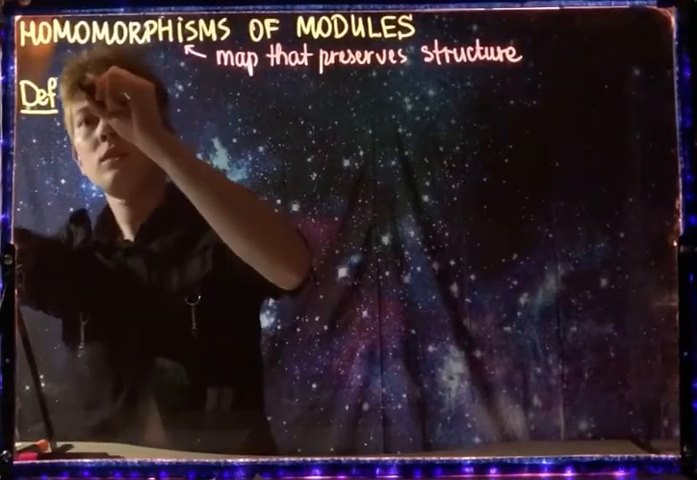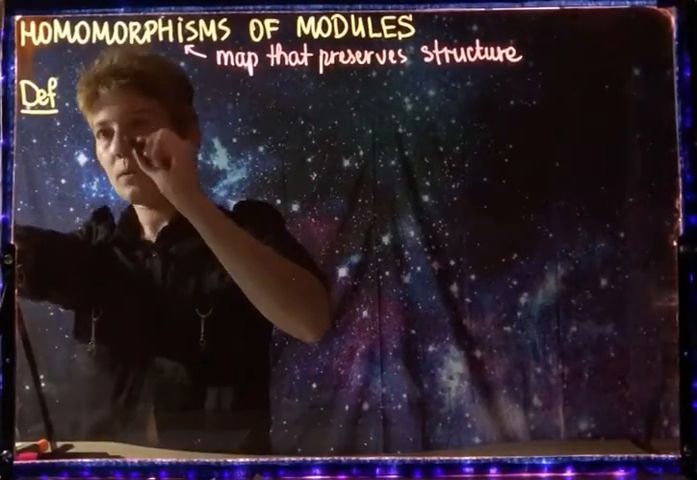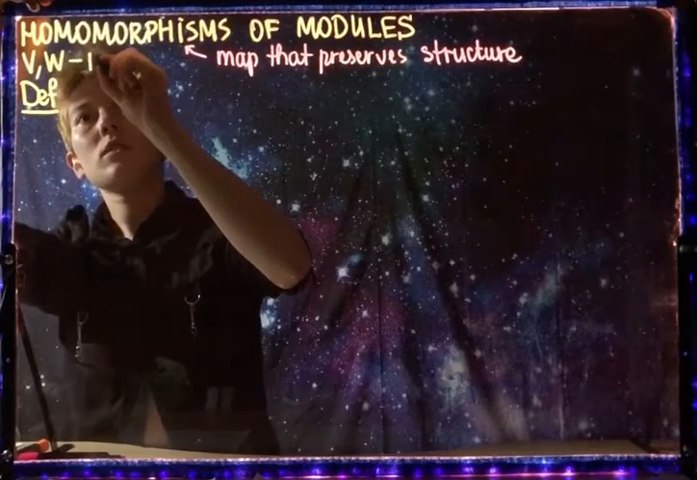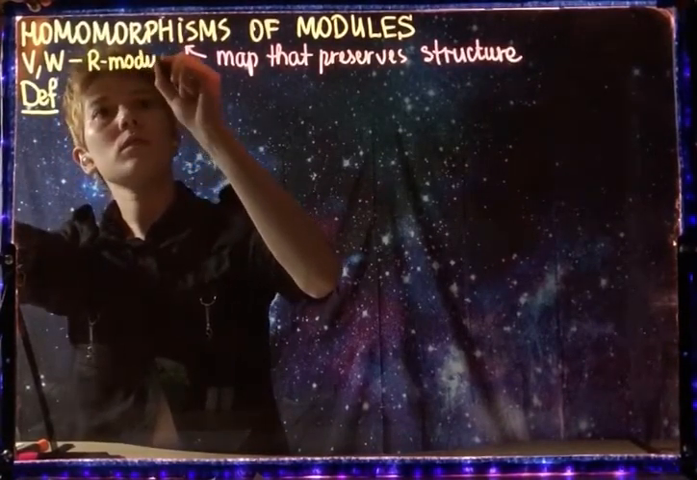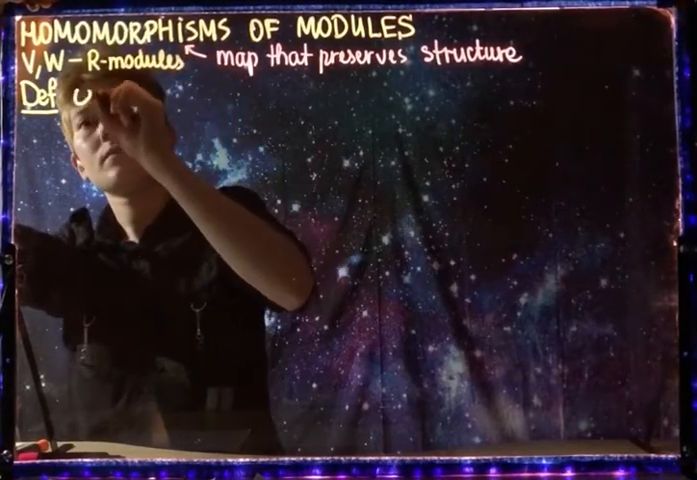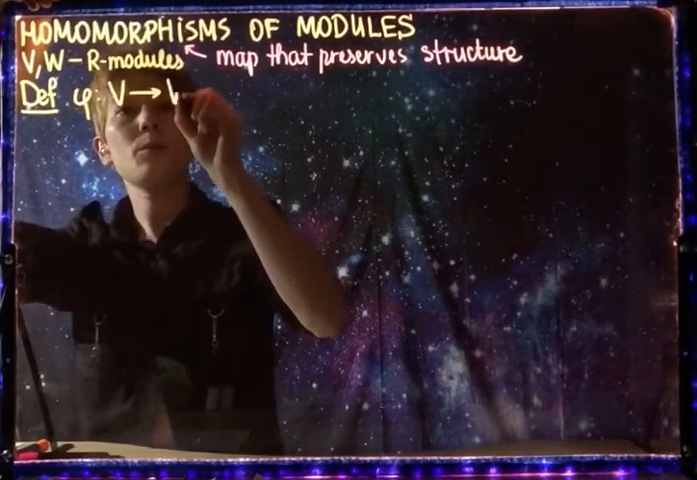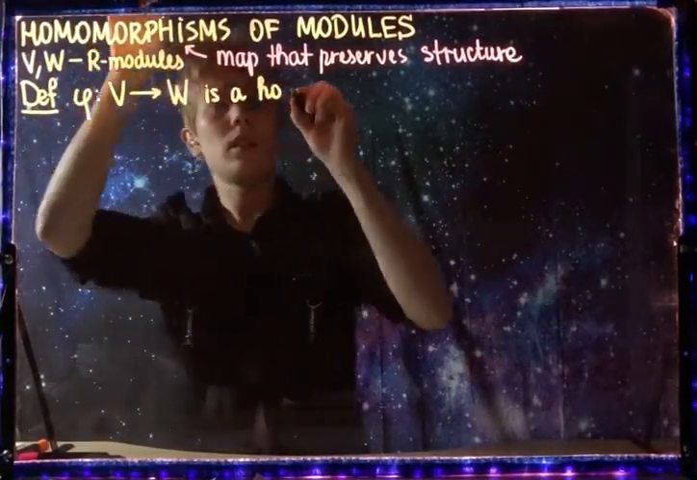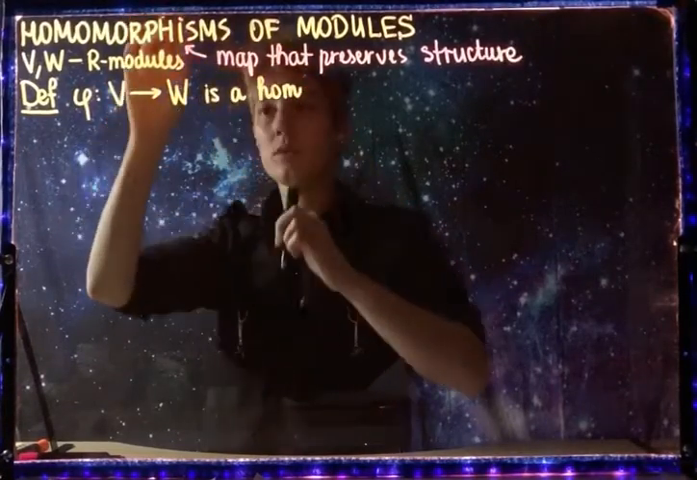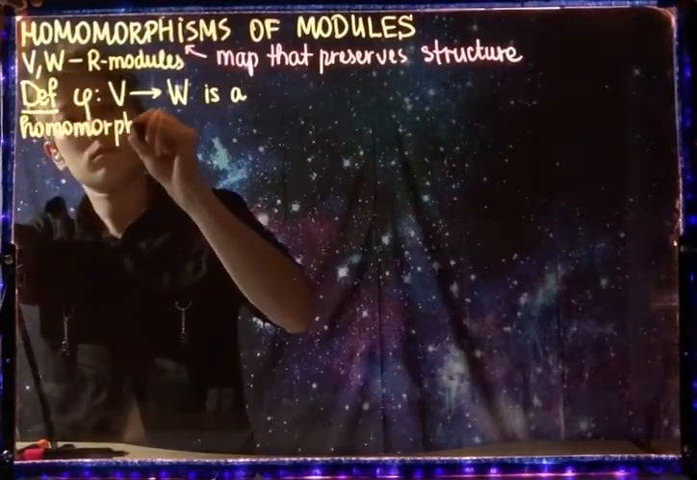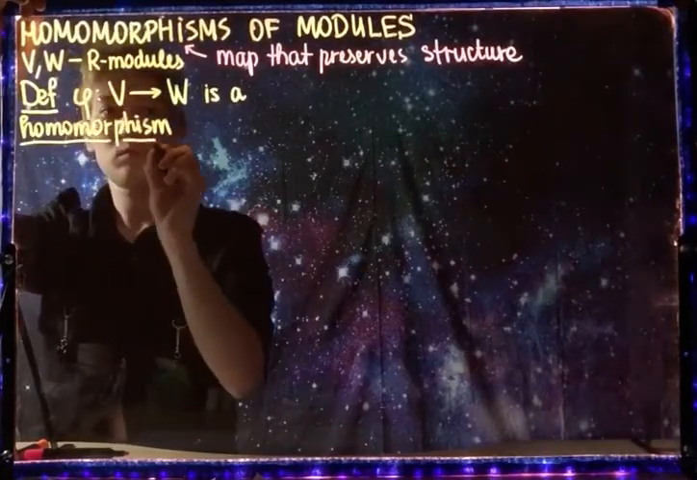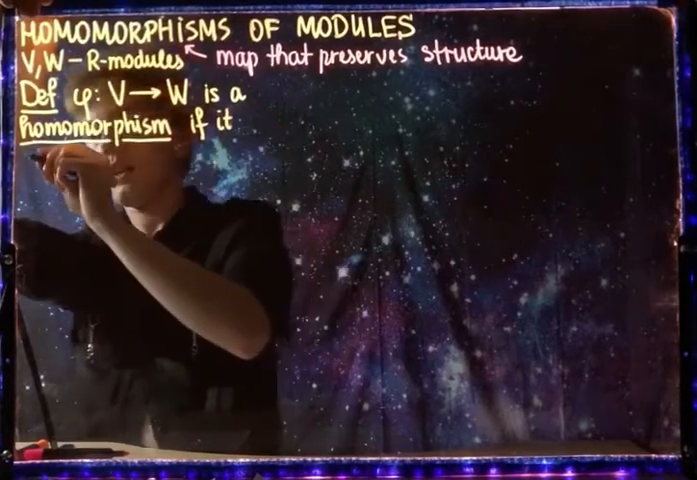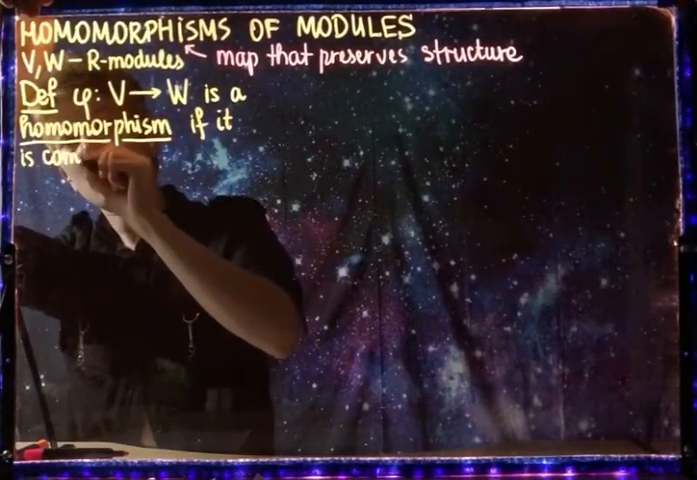So definition: for V and W two modules, phi from V to W is a homomorphism if it is compatible with the module structure.